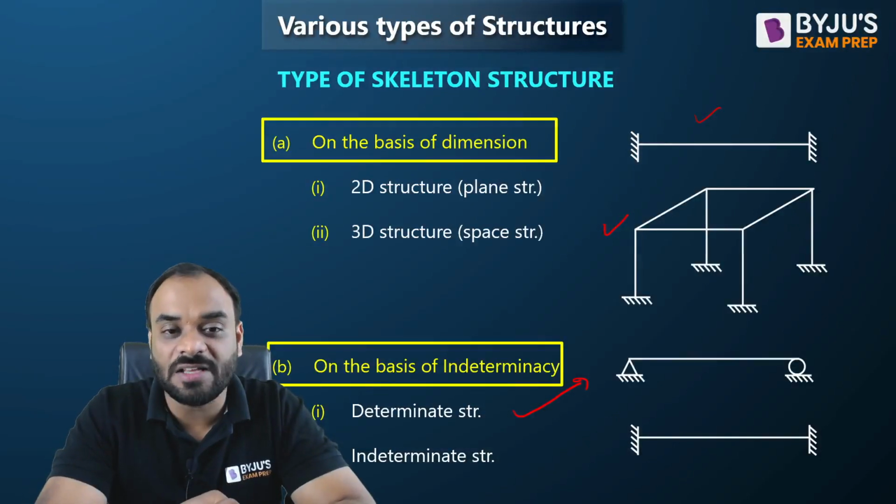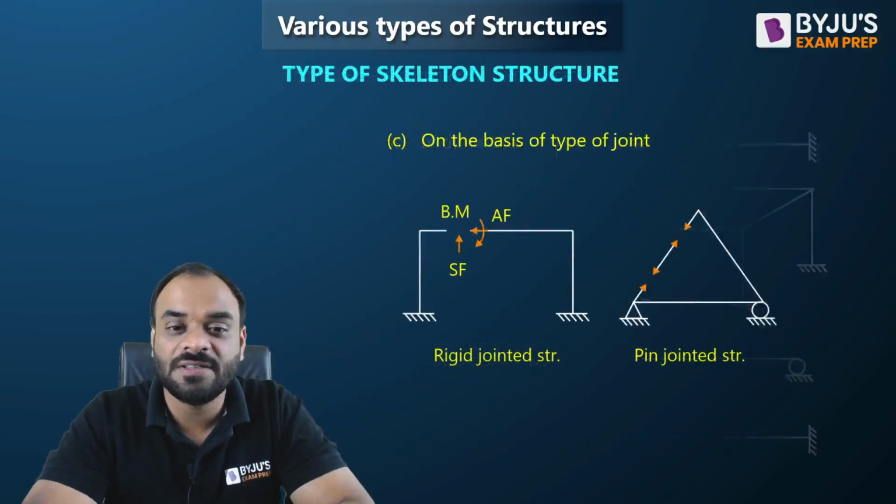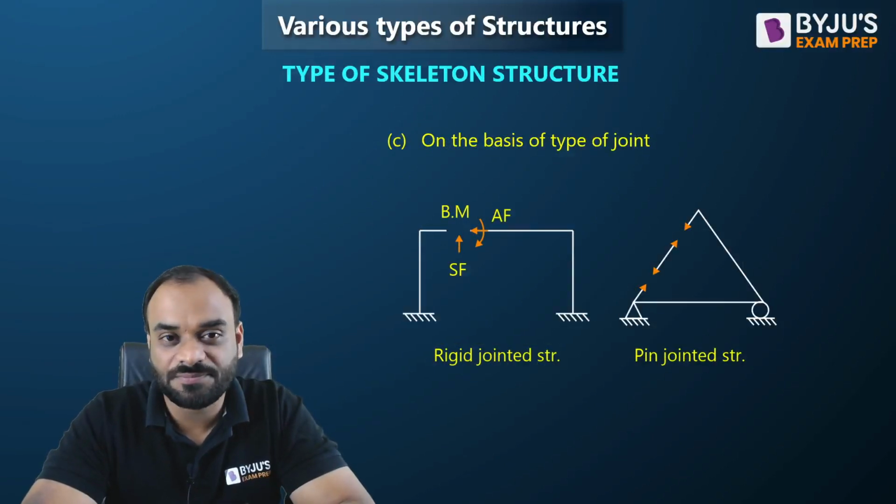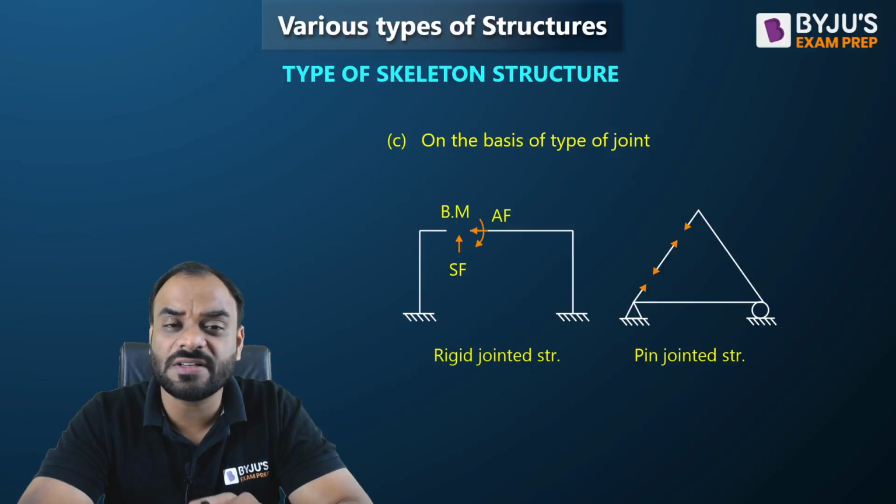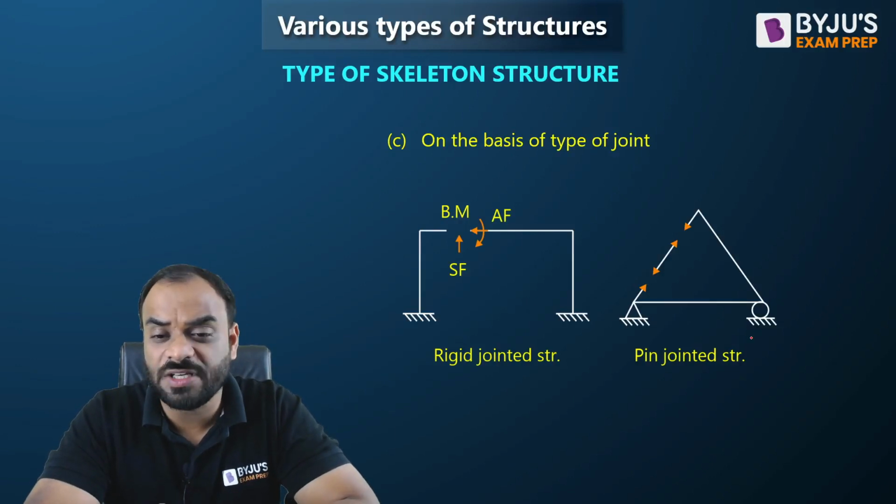The third type of classification of the skeleton structure is on the basis of type of joint. So there are basically two types of condition. One is the rigid jointed structure and the second one is the pin jointed structure.